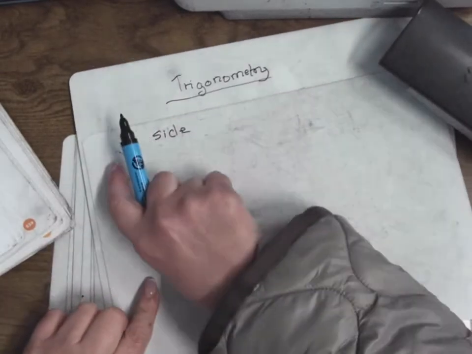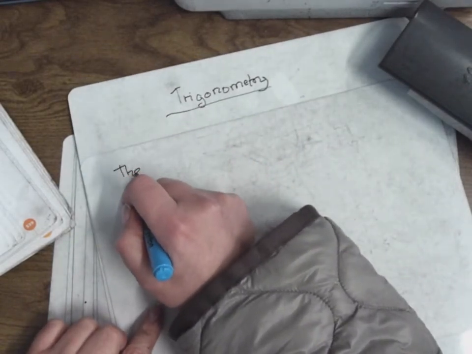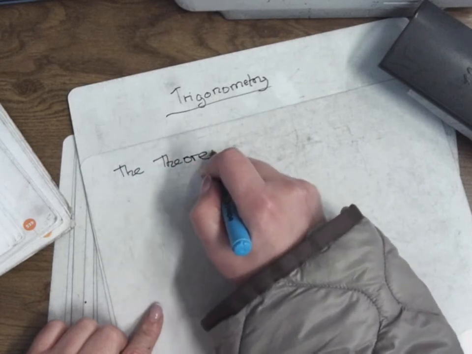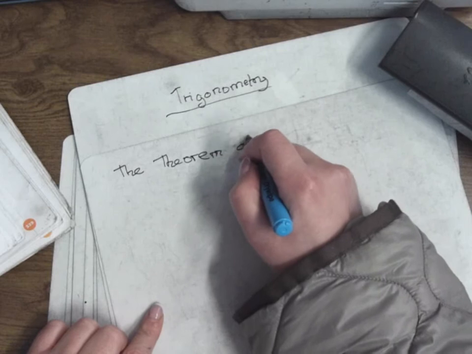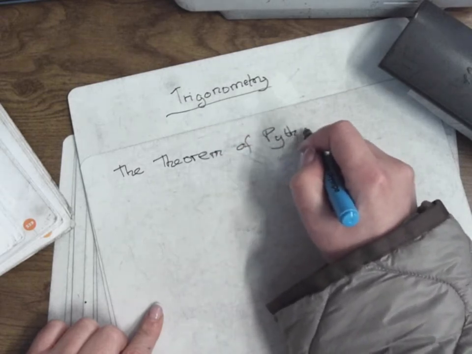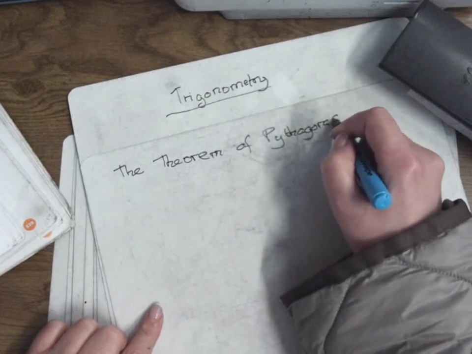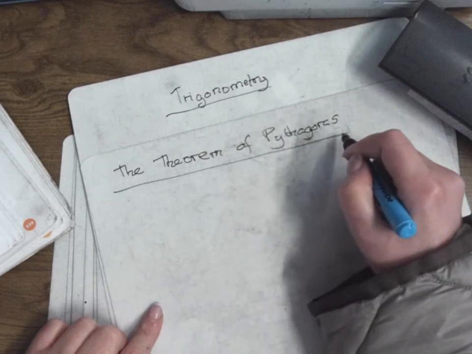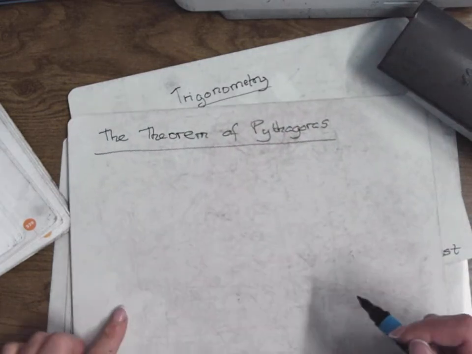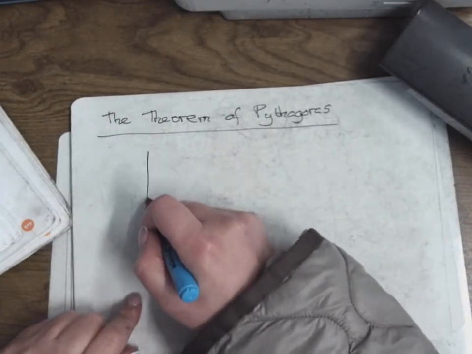Okay, so next thing is Pythagoras' theorem. So the theorem of Pythagoras. Right, okay. So it only applies to right angle triangles. So you can't use Pythagoras' theorem in any other triangle except a right angle triangle. So it has to be a right angle triangle.